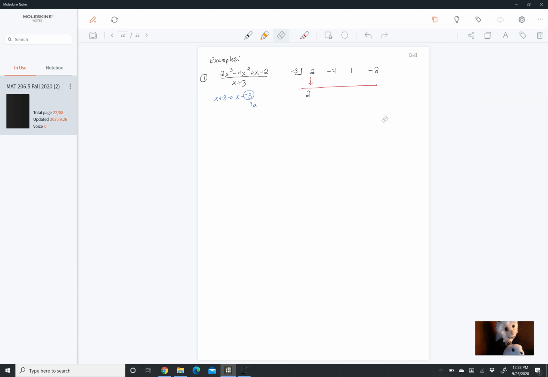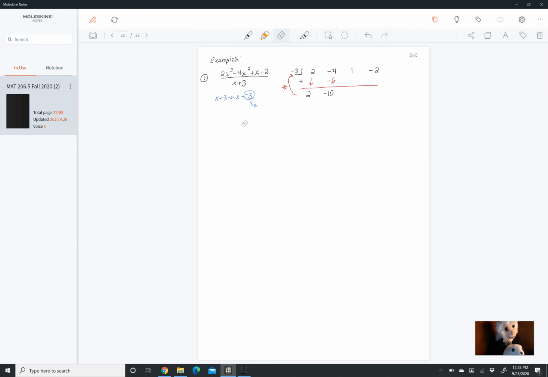So this row will always get multiplied by the divisor. Okay, so 2 times negative 3 is negative 6. Now what do we do? Well, in the long division, we would have been subtracting. So in our synthetic division, since we're dealing with negative 3 instead of positive 3, we add. So negative 4 and negative 6 is negative 10.